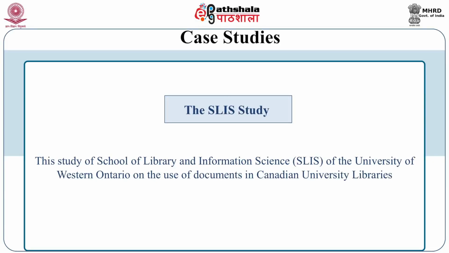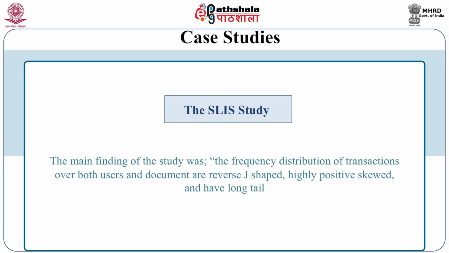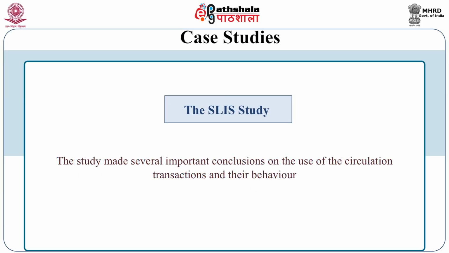The case study is known as the SLIS study, or the study of the School of Library and Information Science of the University of Western Ontario, Canada, on the use of documents by the Canadian university libraries. The main objective of this study was to characterize the document and user distribution. The main finding of the study was that the frequency distribution of the transactions over both users and documents is reverse J-shaped, highly positively skewed and having a long tail. The study made several important conclusions on the use of the circulation transactions and their behavior.